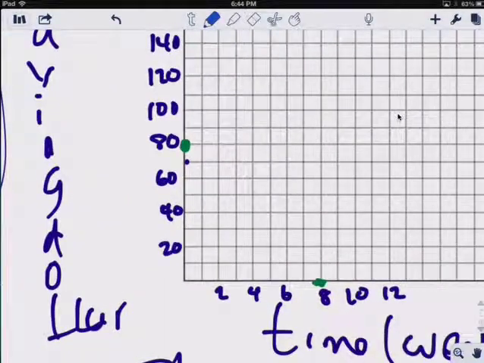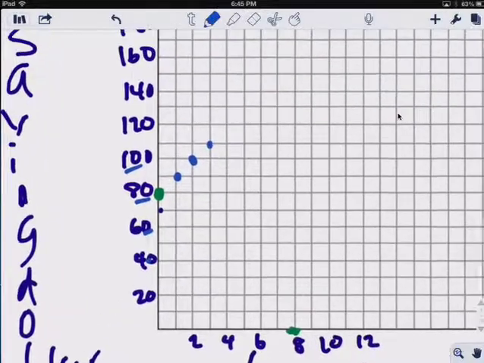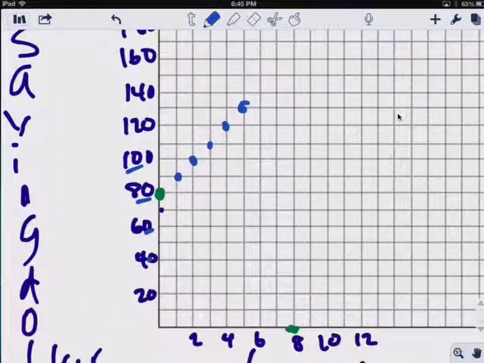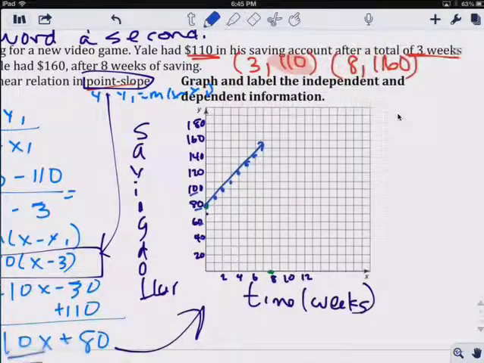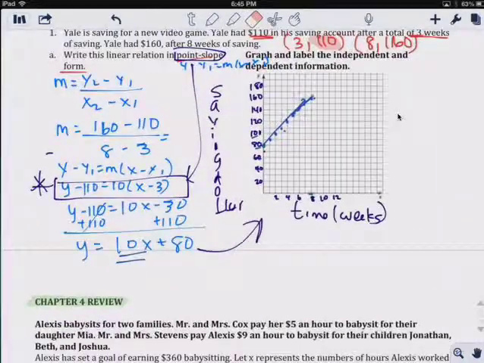So go up 10 over 1, up 10 over 1, up 10 over 1. These are in tens. 3, 110, 8, 160. Yep, that's right. That's all the points in there. And the Y-intercept is at 80. And it's going up. The slope is positive and it's going up.